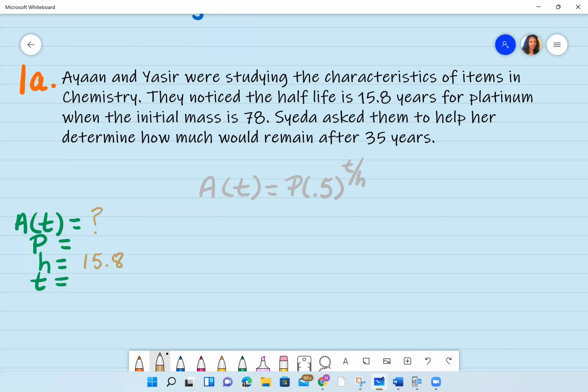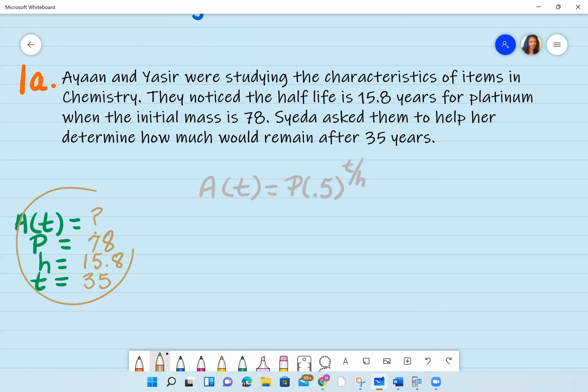And then it says the initial mass. Well, remember, when you go back to what each variable stands for, one of the key words was initial. Initial is 78. So that is your P. So P is 78. "Is" is the equal sign. Saida asked them to help her determine how much, that's what we're trying to find in the future, after how many years? 35. So that's the time in years. See, it wasn't so bad trying to get the information for the variables.